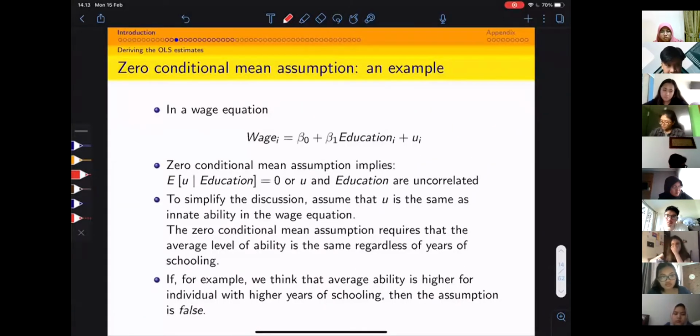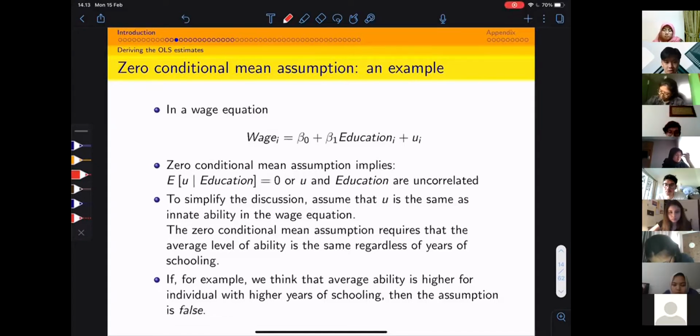Now I'm going to give you guys a more concrete example, so you will be able to understand more about the idea of the zero conditional mean assumption. Suppose that we're interested in the wage equation. This is something that we touched upon last week. This is part of the Mincerian equation. So we care about the wage, that's the dependent variable on the left-hand side. And we also care about the independent variable of interest, in this case the years of schooling.